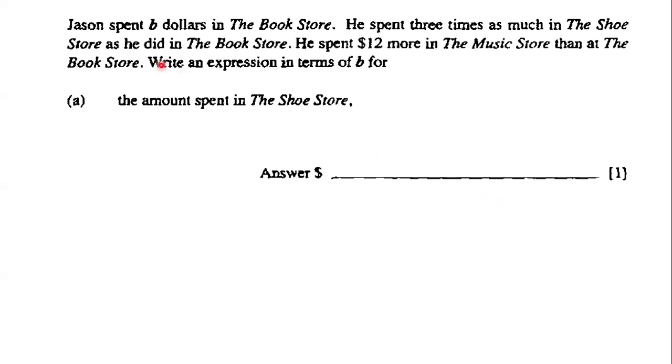Here, the question states that Jason spent B dollars in the bookstore. He spent 3 times as much in the shoe store as he did in the bookstore. He spent 12 more in the music store than the bookstore. Write an expression in terms of B for the amount spent in the shoe store.